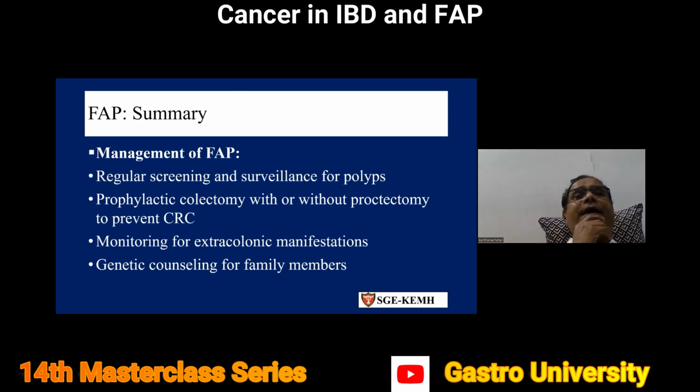Finally, to summarize, as far as management of FAP for malignancy is concerned, there should be regular screening and surveillance for polyps. For the colon, prophylactic colectomy with or without proctectomy should be done to prevent CRC. It's important to monitor for extracolonic manifestations. And in this group of patients, genetic counseling for family members is extremely important. And all these patients' relatives, first-degree relatives, should be surveilled for FAP and its manifestations.